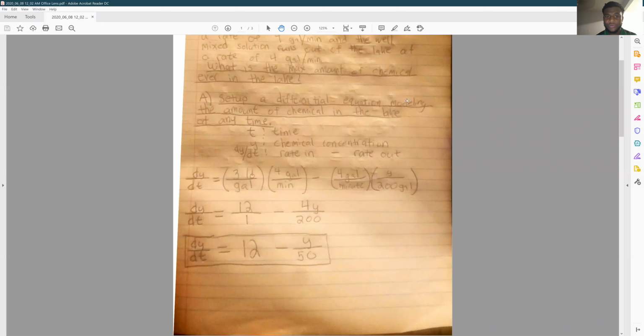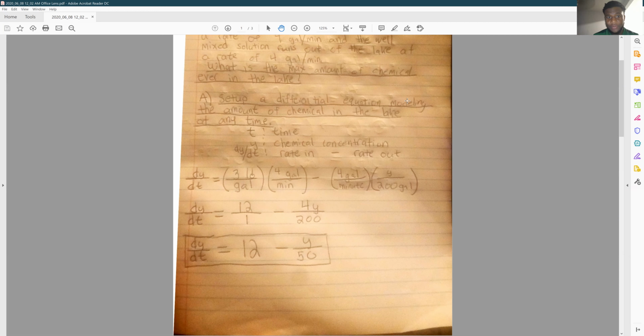So for my variables, I use T for time, and then Y to represent the chemical, and Y of T would be the amount of the chemical at time T. And then Y prime, which I'll use for dy dt, is going to be calculated as the rate in minus the rate out. So per the general mass balance equation, we know that.